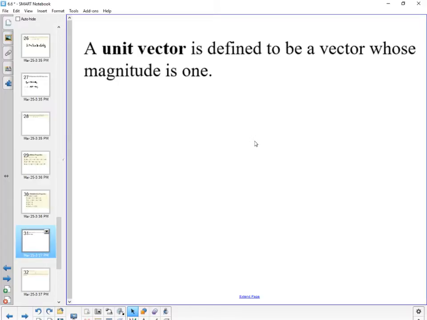So unit vector. You could take any vector and represent it as a unit vector.